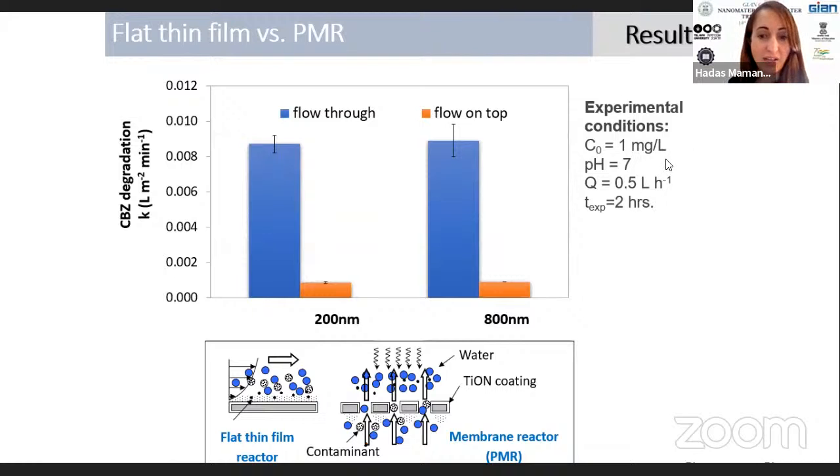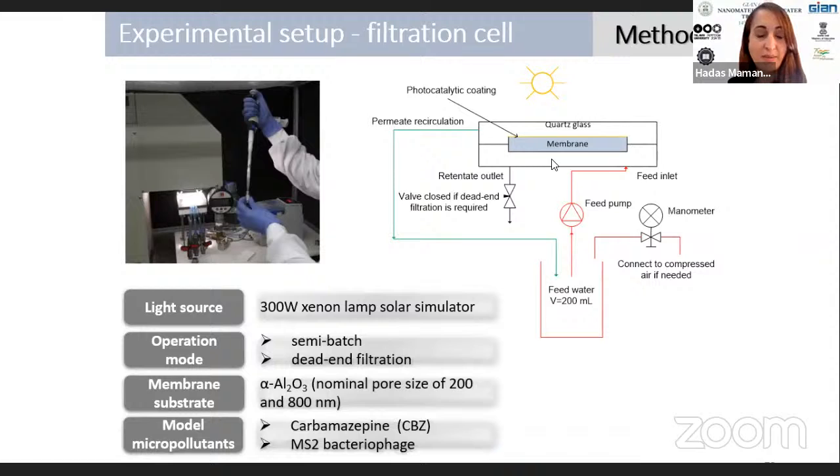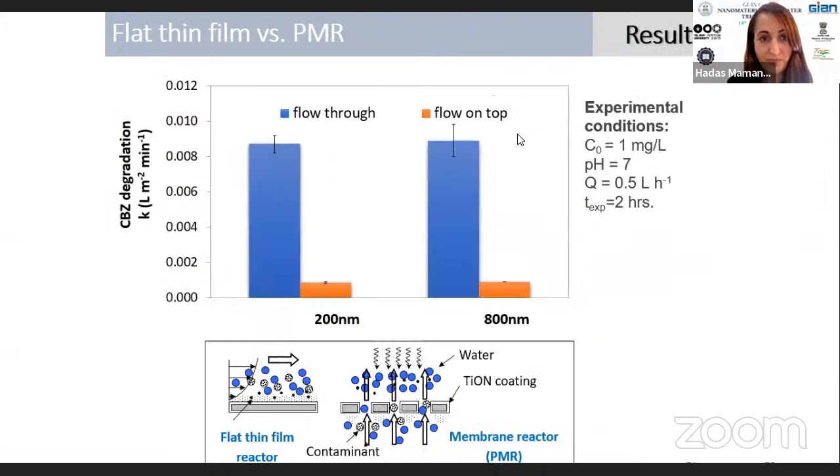So we tested different conditions. Carbamazepine was at an initial concentration of 1 ppm, pH 7. We tested different flows. The experimental time was 2 hours, but the actual time that the catalyst was exposed to light was much, much lower. And then we tested the carbamazepine degradation rate constant.